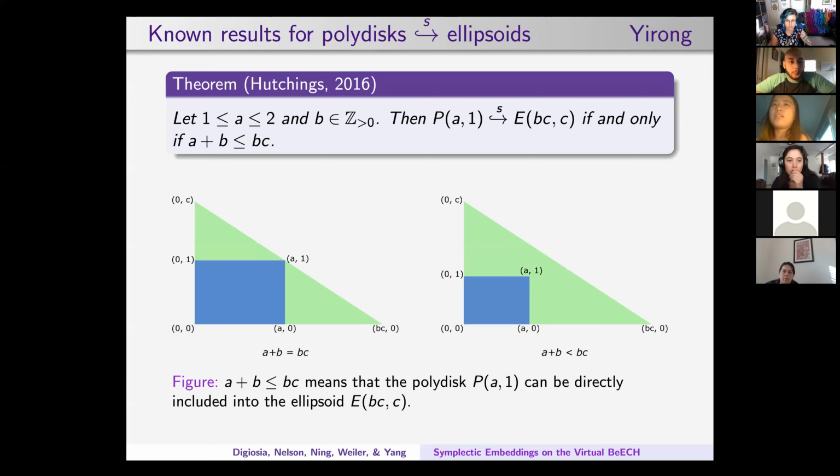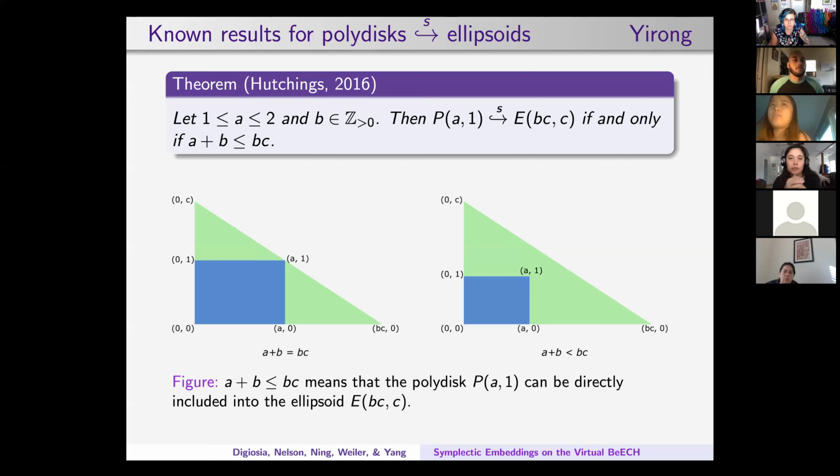So this means we can assume without loss of generality that in both the domain and the target, the first parameter is larger than the second one. Another thing we can do is to scale all of our 4 parameters at the same time by the same constant. This won't change the question either. So therefore, you can do all of these changes as necessary to turn the embedding problem that you have into this sort of thing that we have here, P(A,1) into E(B,C,C).